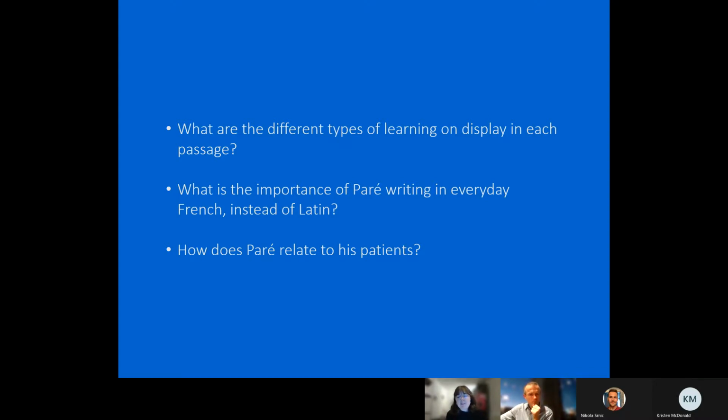So, reflecting on that a little bit, what is the importance of Paré writing in French instead of Latin? Why might he have decided to do that? Again, I'll give you a couple of minutes to have a think. I'll have a go, Rachel. Becoming more accessible. Becoming more, to use a totally anachronistic word, democratic.